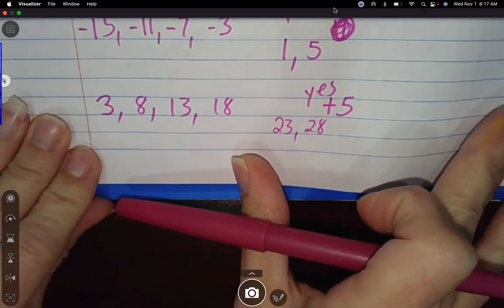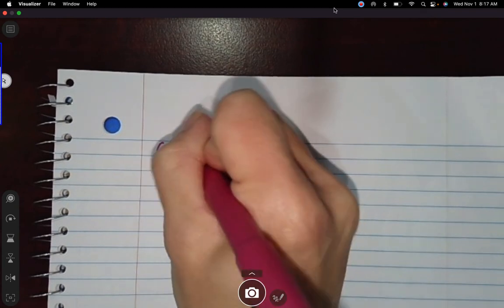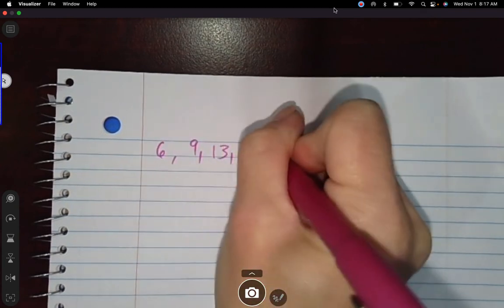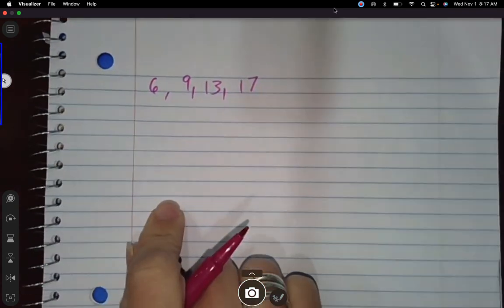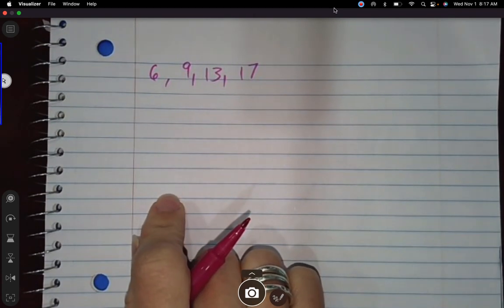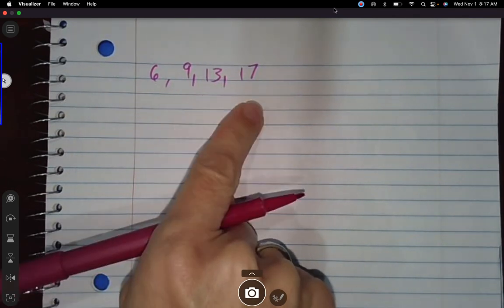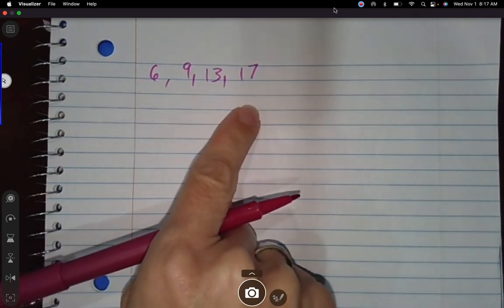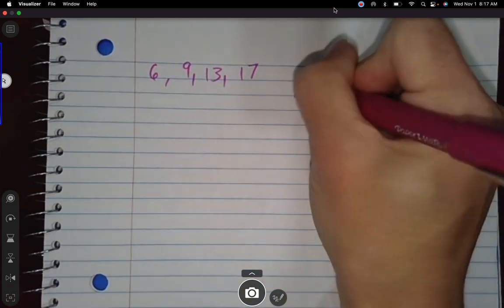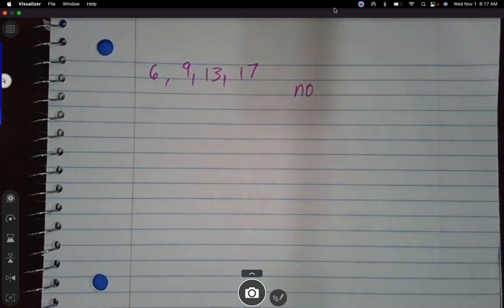If I have, let's see, 9, 13, and 10. Is that arithmetic? No. What am I adding here? What am I adding here? And 4. So am I adding the same thing every time? So your answer would just be no, because you can't say what you're adding. There's no common difference. Okay.